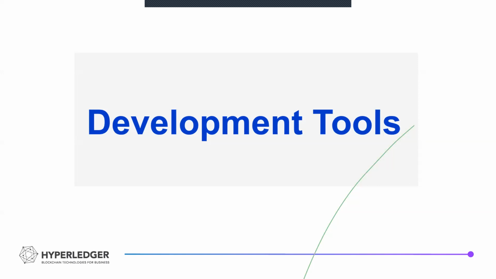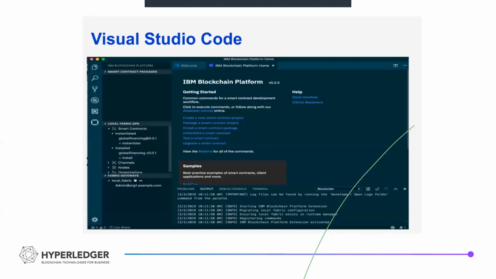But right now for development tools, you can use the IBM Blockchain Platform directly. In VS Code, you can use a plugin for that.